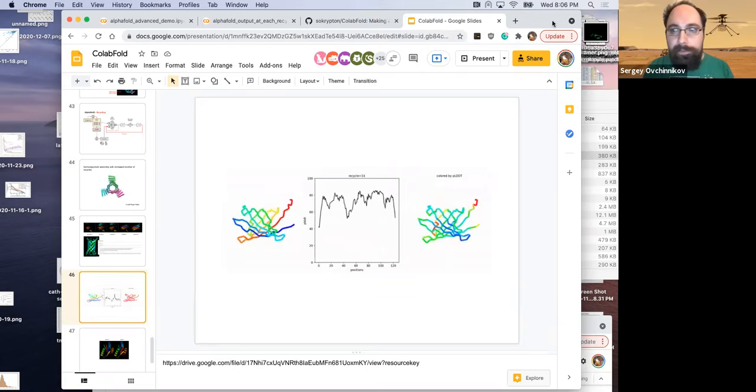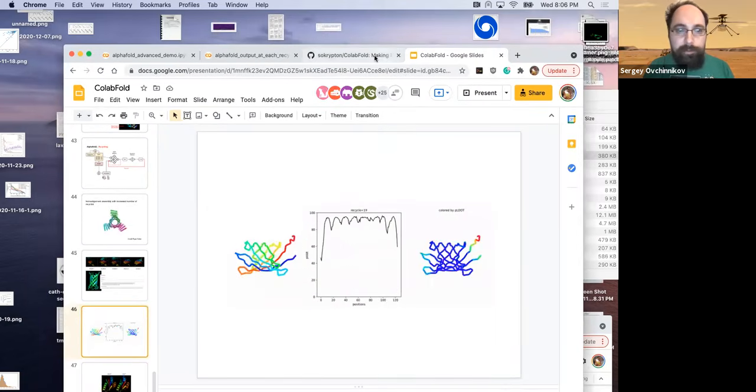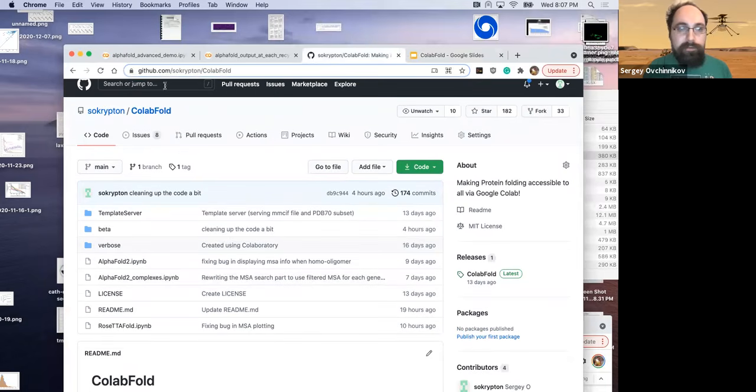Okay, so the big picture here. We do have a GitHub page, sokrypton/ColabFold, here. And this link I will post. Let me go ahead and post that in the chat box really quick so people can see it.